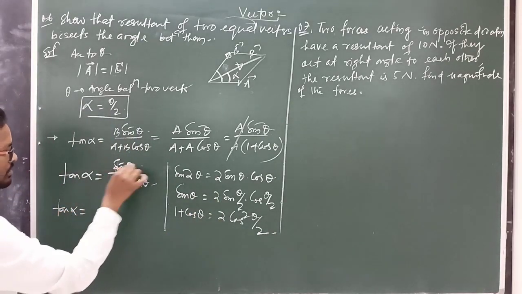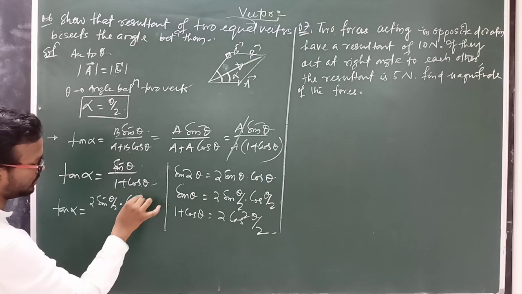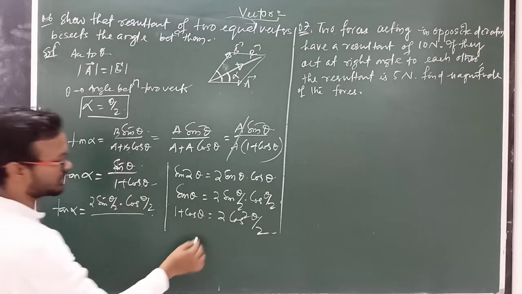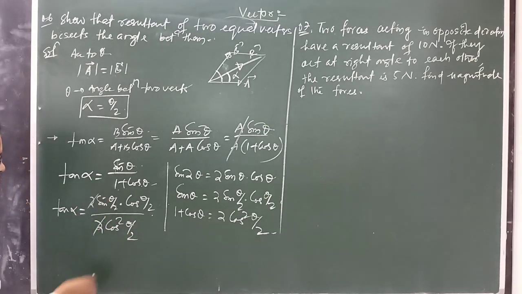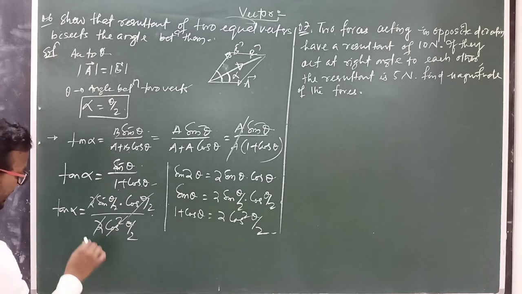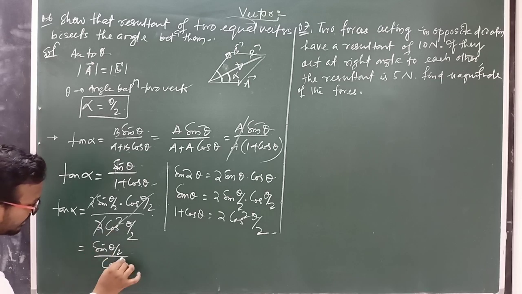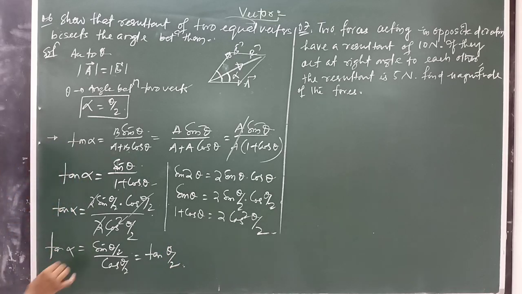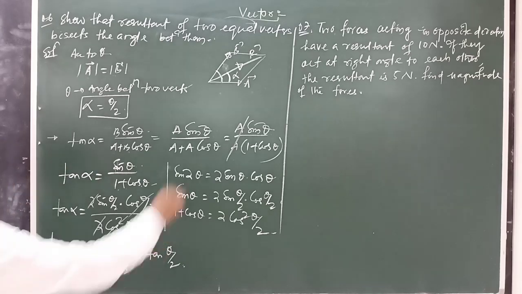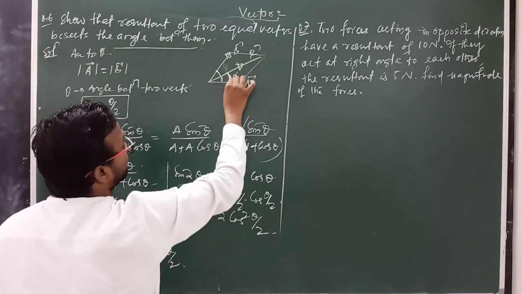Then tan alpha equals sin theta over 1 plus cos theta, which is 2 sin(theta/2) cos(theta/2) divided by 2 cos square(theta/2). The 2 cancels, and one cos(theta/2) cancels, so the remaining part is sin(theta/2) divided by cos(theta/2), which equals tan(theta/2). And here tan alpha, so alpha equals theta by 2. Proved. Clear? So this resultant bisects the angle between them, meaning alpha equals theta by 2.